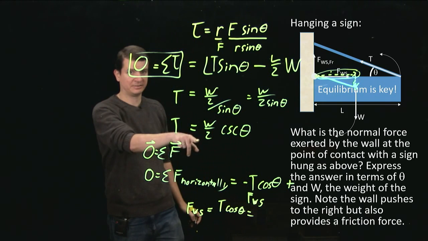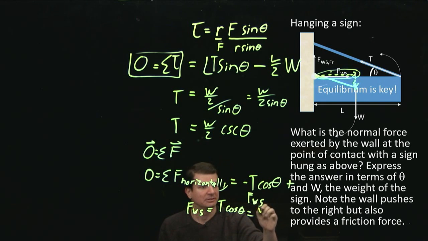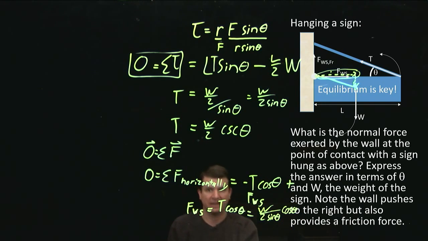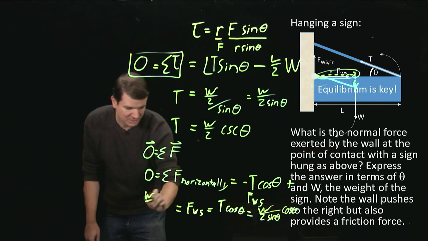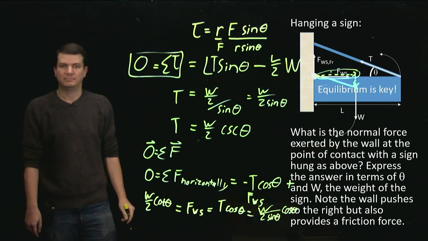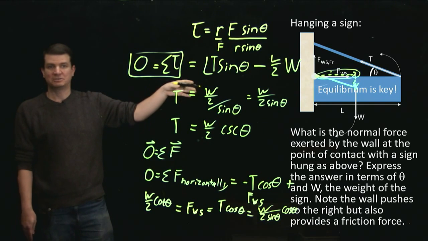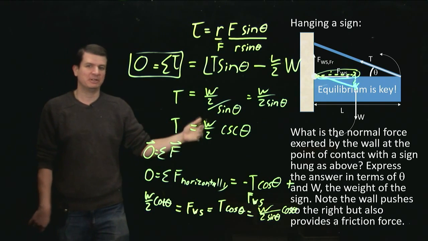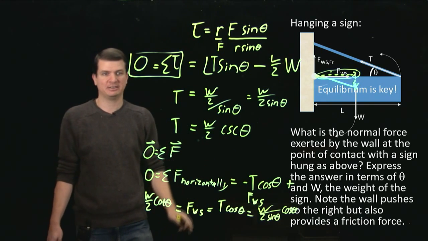But previously, I turned T into W/2 on sine theta. So I can just write that as W on 2 sine theta cosine theta. And I can turn that, if I want to, into cotangent. So it's W on 2 cotangent theta. Right? So we chose a pivot point, we worked with it. It was great because it got rid of some forces, but unfortunately it got rid of the forces we are actually interested in. So we used some translational equilibrium to bring that force back in and get an answer.